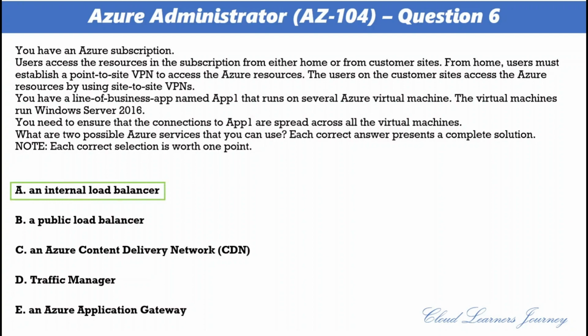And the correct options are A. An internal load balancer, E. An Azure Application Gateway. Reasons for each option: for A, customer sites are connected through VPNs, so an internal load balancer is enough. B, customer sites are connected through VPNs, so there is no need for a public load balancer. An internal load balancer is enough. C, CDN doesn't provide load balancing for applications, so it is not relevant for this situation. D, Traffic Manager is a DNS-based solution to direct users' requests to the nearest instances and doesn't provide load balancing for this situation. E. Azure Application Gateway is a valid option as it provides load balancing in addition to routing and security functions.